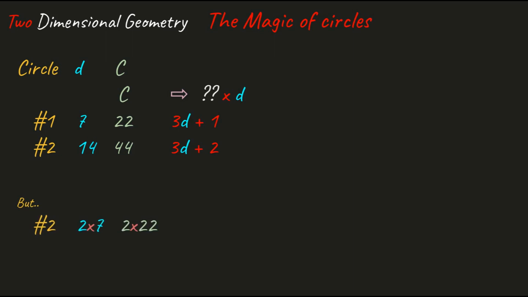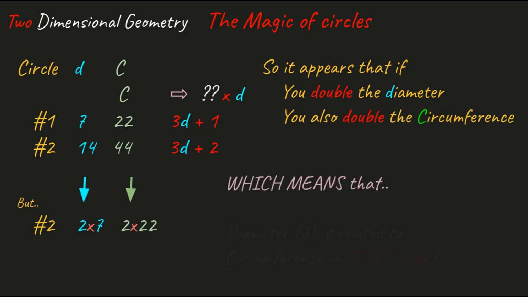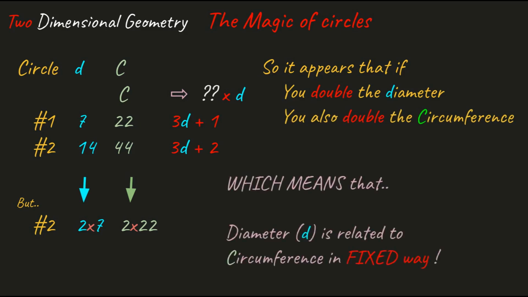So second circle, firstly, the second circle is simply 2 times 7. So we've doubled up the diameter, and guess what? We've also doubled up the circumference. Now that's a very important relationship. It appears to us at this point in time that if you double the diameter, you also double the circumference. Very, very important. Okay?